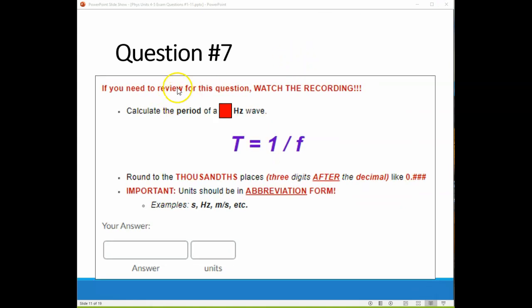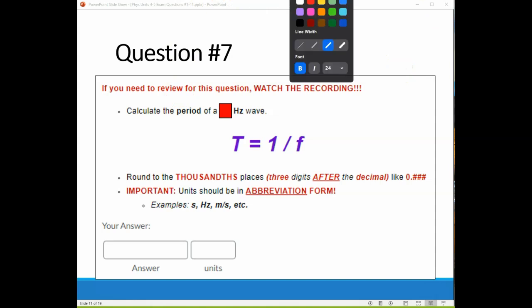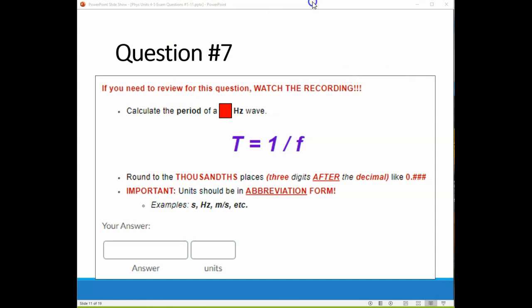Question number 7 is then asking for the reverse: to calculate period based on frequency. So this requires the other equation here. Remember that T is still period in seconds and F is still frequency in hertz, but this time we're switching them. We want to calculate the period of a blank hertz wave. Everyone will have a different number here, so make sure that you read this carefully.